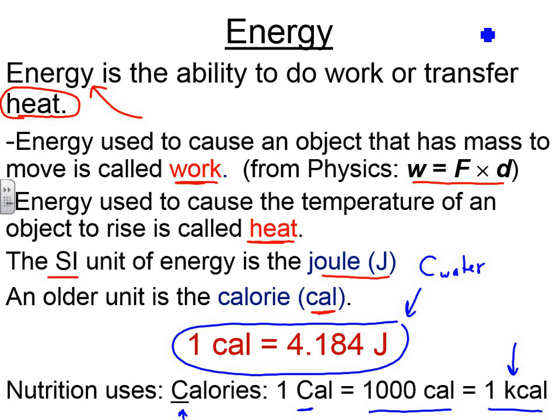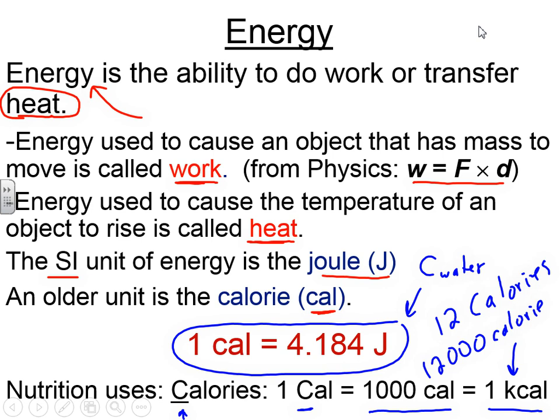So on nutrition labels, if it says it has 12 calories, it actually has 12,000 little calories. And if you divide that by 4.184, you'll get somewhere in the range of a little less than 3,000 joules, which is quite a bit of energy. So hopefully that makes sense. So this is what we define as energy.